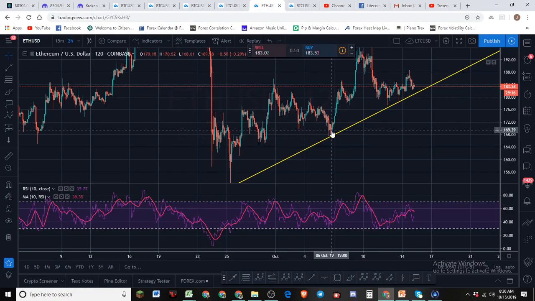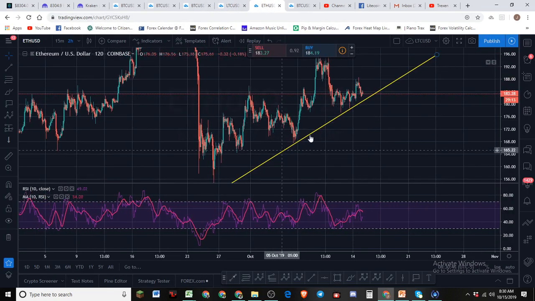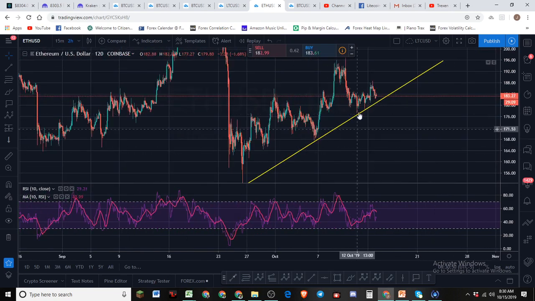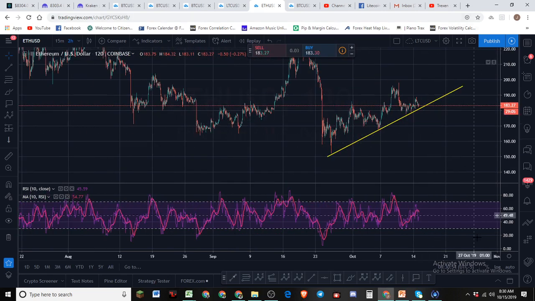Let's see what Ethereum is doing. Yeah, see, Ethereum's hugging this trend line as well. Everything's hugging the trend line, guys. And a lot of times when you get this little hugging pattern, two things can happen, guys. You can break up or you can break down.